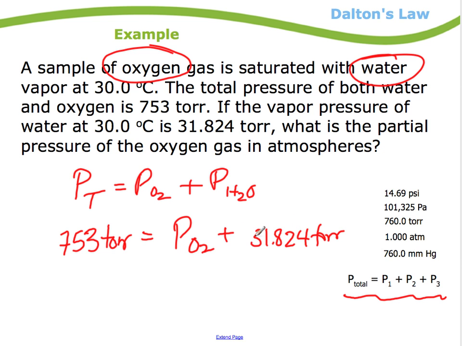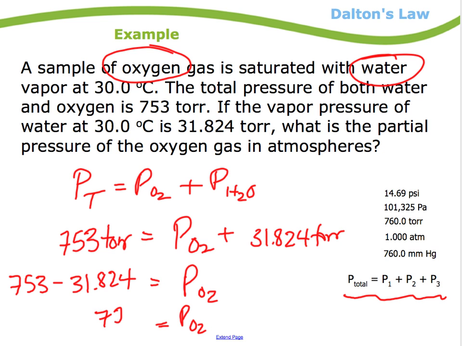So here I've got a simple, I guess, algebraic kind of thing. To determine the pressure due to oxygen, I'll just take the total that I had and subtract the pressure due to water vapor. So when I subtract those two with my calculator, 753 minus 31.824 equals 721. So the pressure due to oxygen would be 721 torr. Now I put those in there just in case I needed to convert, but they didn't ask me to convert in the question, so I'll leave it as 721 torr.